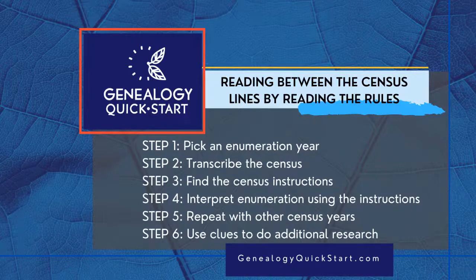So step 1 is to pick an enumeration year. Step 2 is to transcribe the census. Step 3 is to find the census instructions at census.gov. Step 4, interpret enumeration using the instructions. Step 5 is to repeat with other census years. That's the one I left out. Step 6 is to use the clues to do additional research.